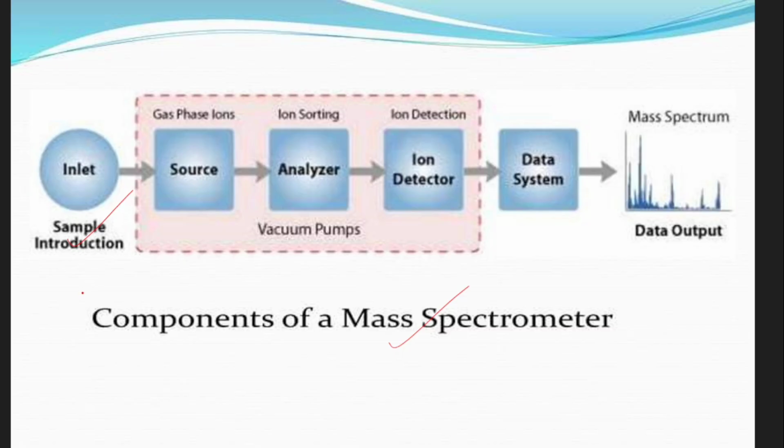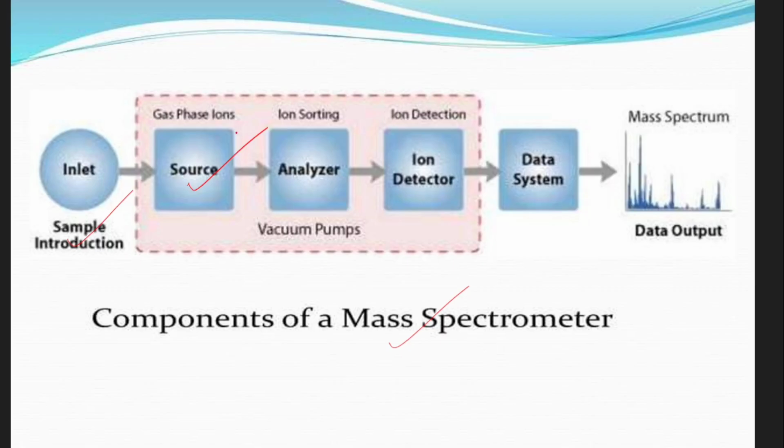There are different types, that is direct insertion. Direct insertion means a solid or liquid sample is inserted directly into the ionization source. The next method is the gas chromatography interface. It is used for volatile compounds that are first separated in the gas chromatograph. The next method is the liquid chromatography interface, used for liquid samples or mixtures that are separated via liquid chromatography.